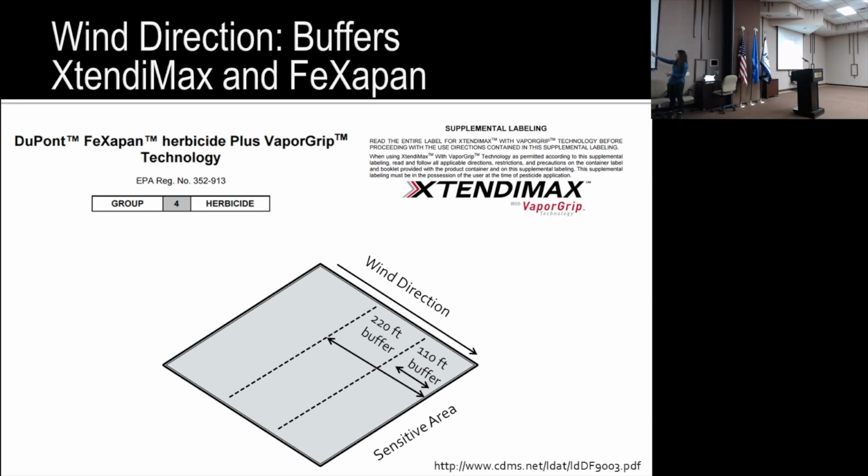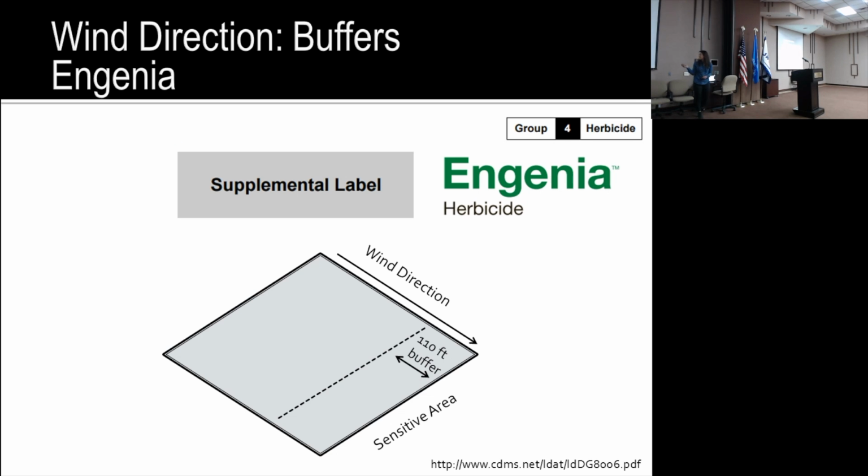For XtendiMax and Fexapan, depending on what rate you're using, if you're using the higher rate, it's 220 feet between your target crop and a sensitive species, and then 110 feet if you're using that lower rate. For Engenia, it's 110. So you guys saw that, and I know that, but since we're talking about drift, I just wanted to recap that.